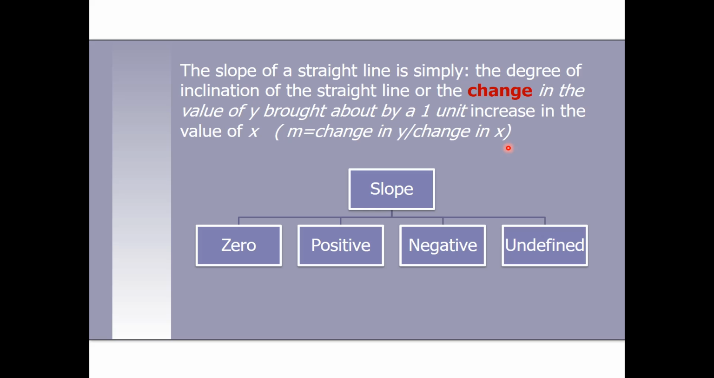So the slope might be 0, it might be a positive number, it might be a negative number, or even it might be an undefined number. Okay?